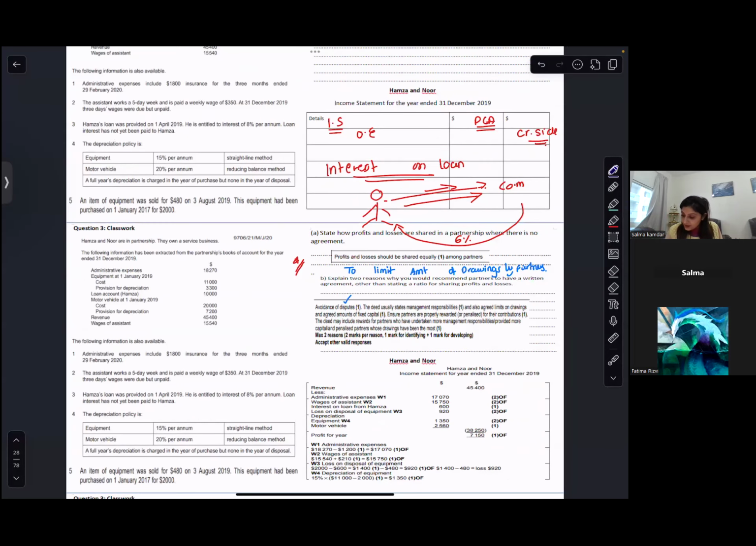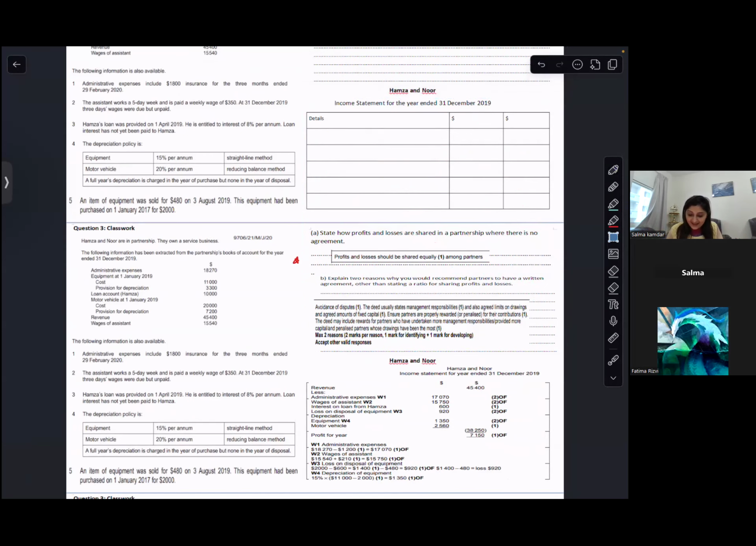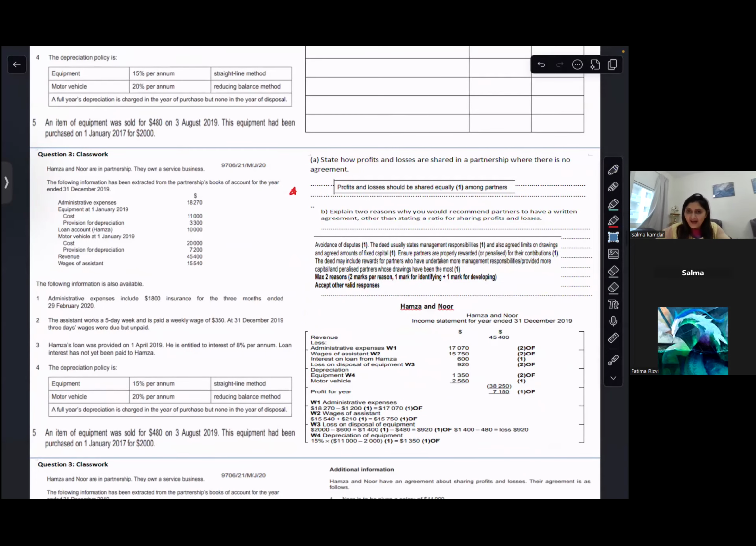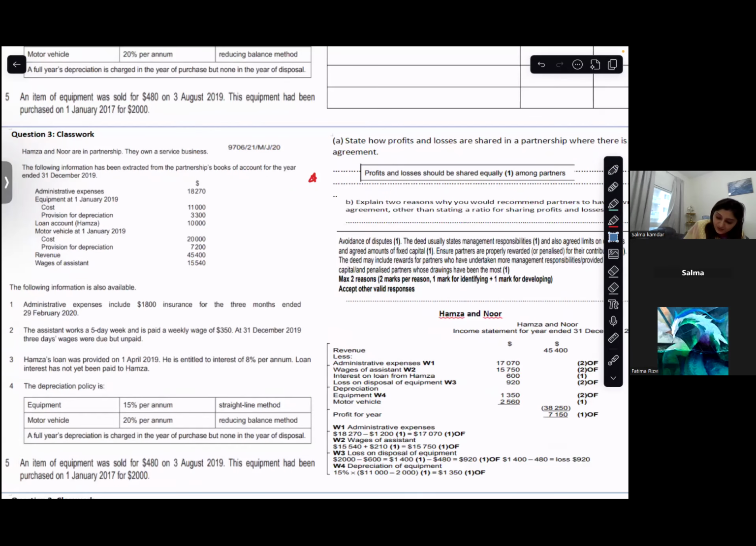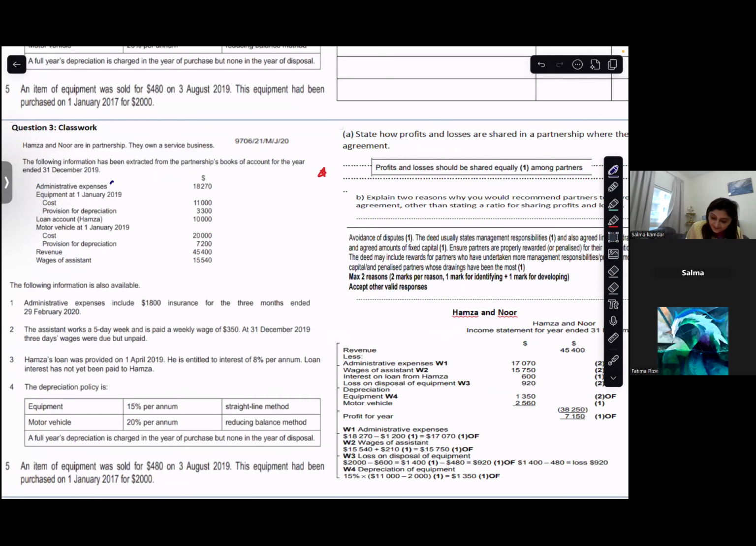Whenever you have to prepare an income statement, the first thing that is always necessary is that you have to do your markings. Doing your markings is a must. If I do the markings, I see administrative expenses as other expenses. This is NCA, other, and this provision for depreciation is the depreciation. Loan by Hamza is a non-current liability. Again, this is a non-current asset. This is income, and wages of assistant is expenses.